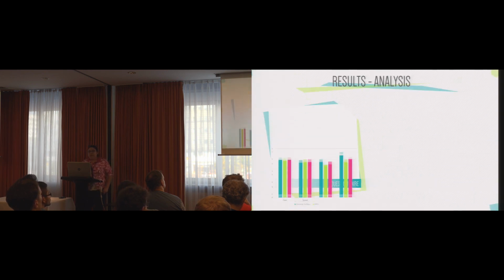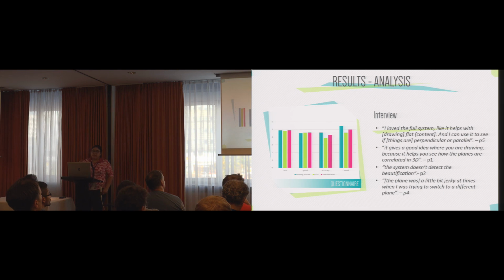So we analyzed the questionnaire. This was a 7-point Likert scale questionnaire where we found, for each specific model, how easy they found it, how fast they found it, how accurate they felt when they were using this model, and their overall preference. And we actually found that it was quite average, which was disappointing.